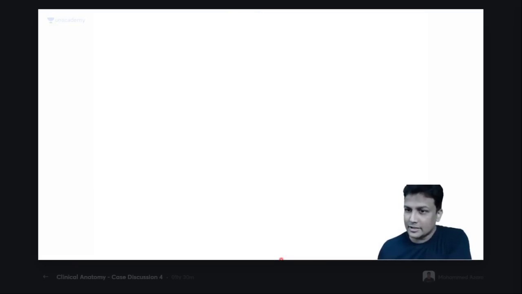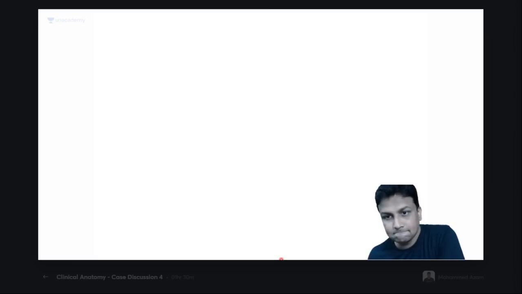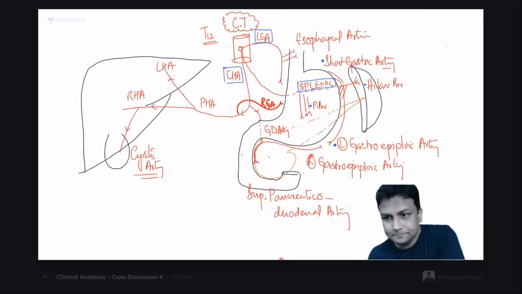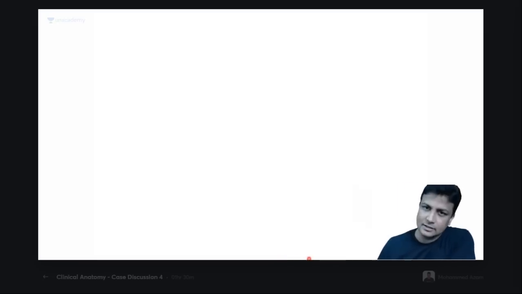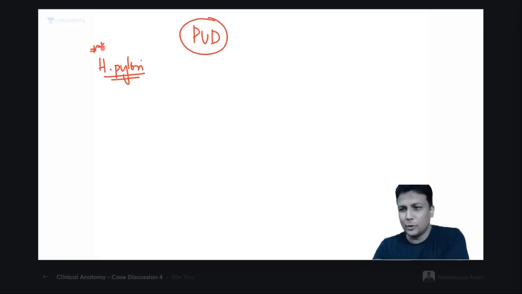After learning about the celiac trunk, I request all of you to please look at this. Peptic ulcer disease, guys. Remember the most common cause of peptic ulcer disease is H. pylori. We'll discuss a few points regarding H. pylori first, so we can cover a little bit of microbiology here. We are going to correlate everything, guys. That's the beauty of learning clinically.